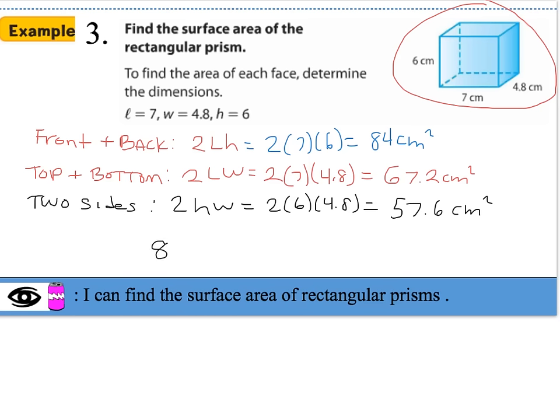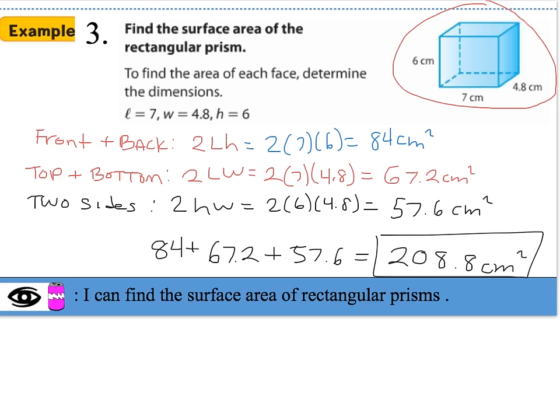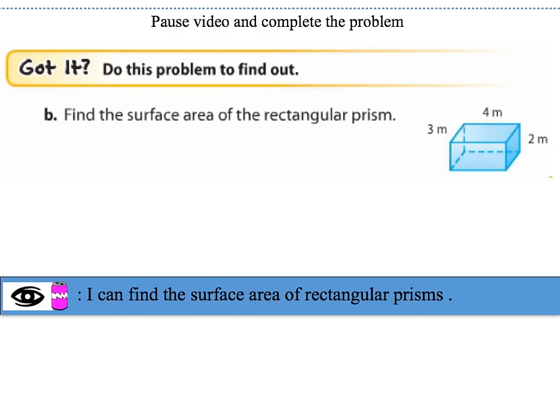So now that I found the area of all the sides, let's go ahead and add them up. So let's take 84 centimeters squared plus 67 2/10 centimeters squared plus 57 6/10 centimeters squared. Make sure when you add these up, you line them up and you stack the decimals on top of each other. So after adding them up, I should get 208 8/10 centimeters squared. And that would be the surface area all around of my rectangular prism. So pause the video, complete the got it problem, and we'll discuss this answer in class tomorrow.